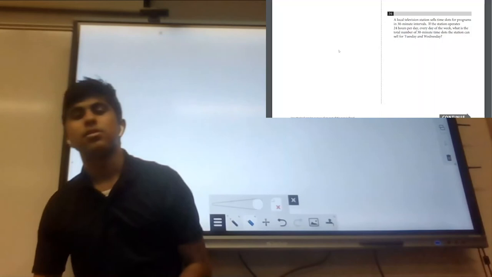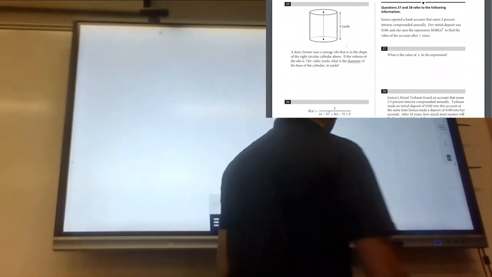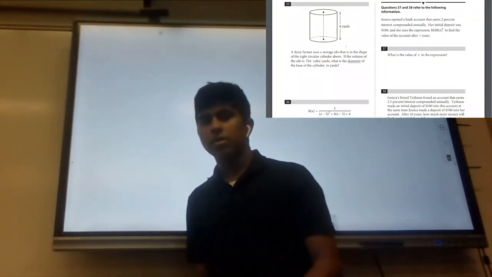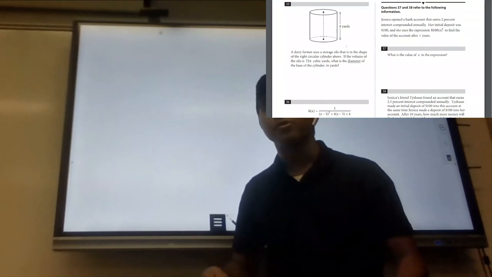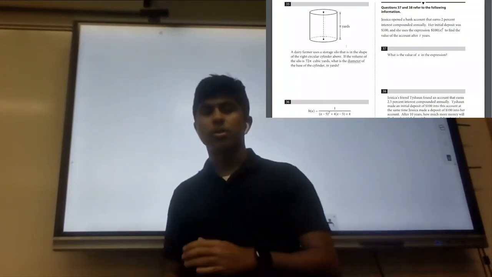Right, so these gridded response questions seem really hard, huh? But really, they're just simple questions that you just don't have choices for. So it seems harder, but they're actually made to be simpler than the other ones, because the creators know that you're going to freak out, so they want to make it easier.